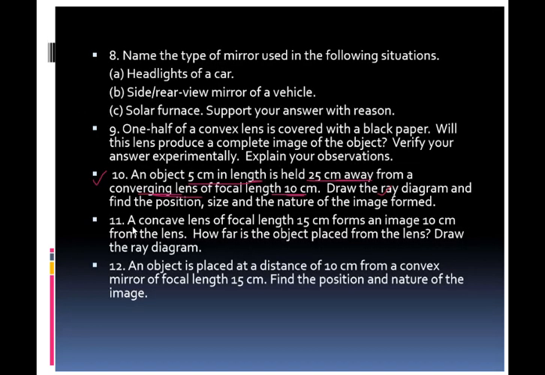In question number 11, a concave lens of focal length 15 centimeter forms an image 10 centimeter from the lens. So there is a concave lens, its focal length is 15 centimeter, and the image is formed 10 centimeter from the lens, that means the image distance is 10 centimeter. How far is the object placed, what is the object distance, that means you need to find u here. Also draw the ray diagram. So let us solve question number 11.